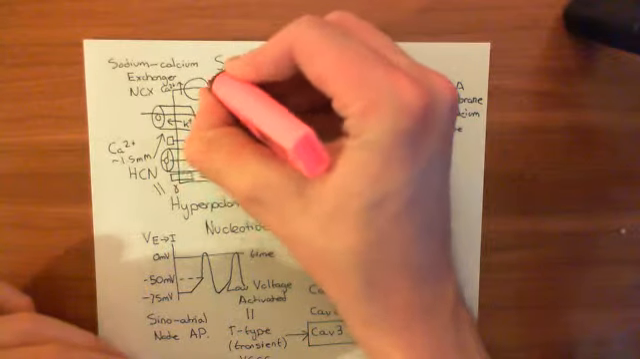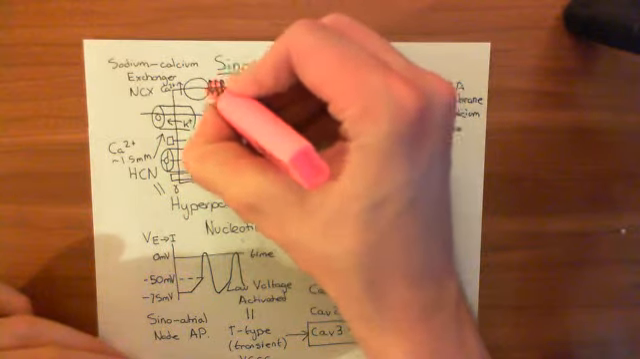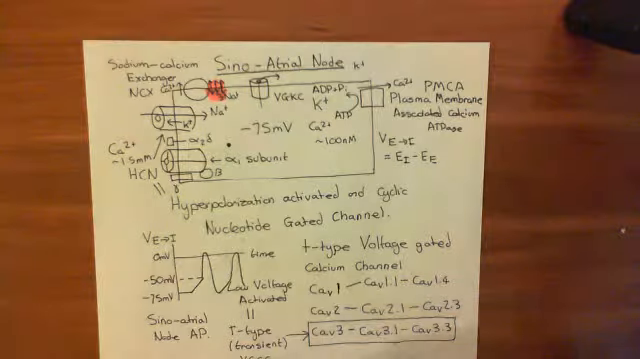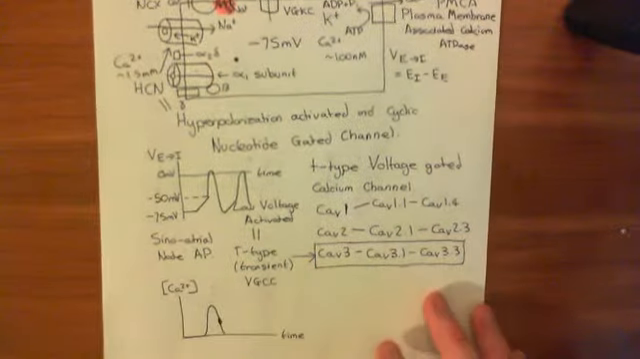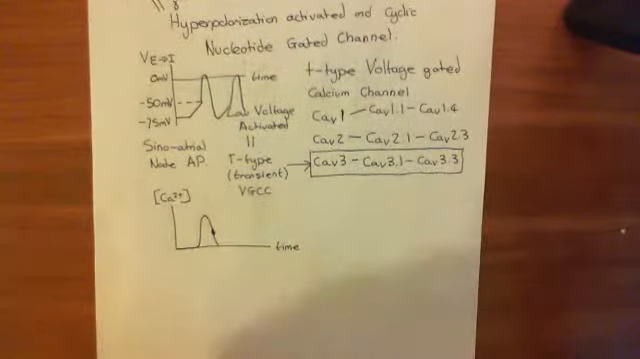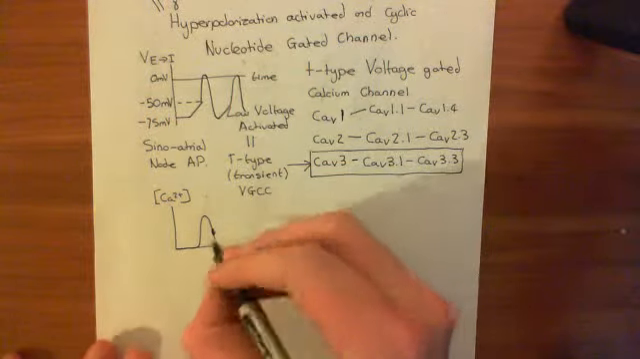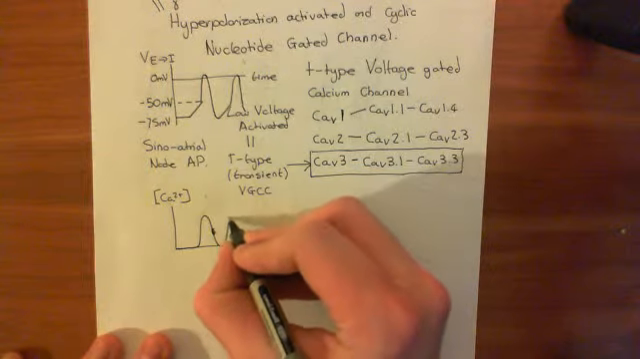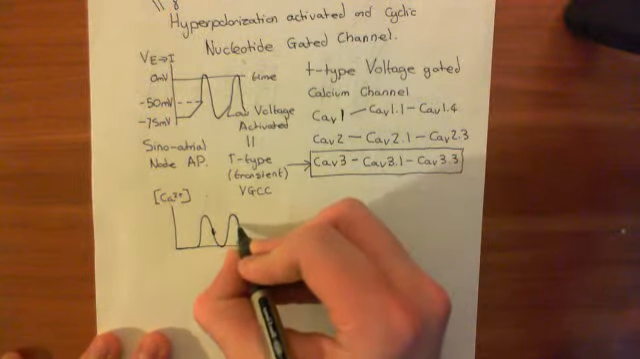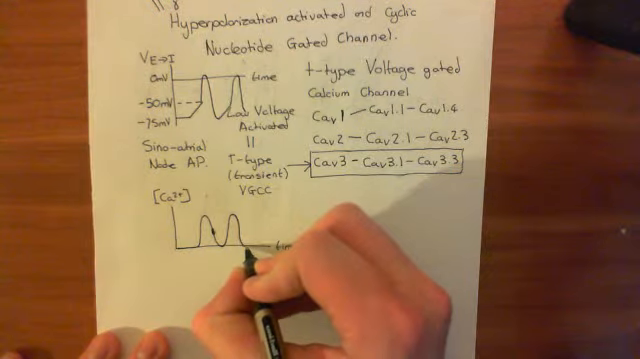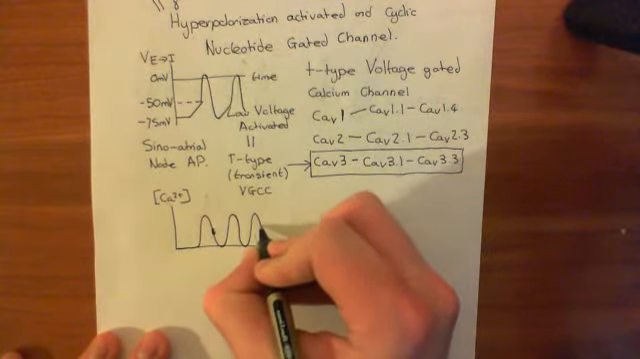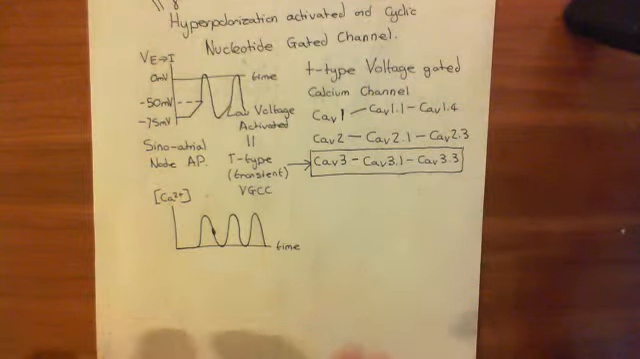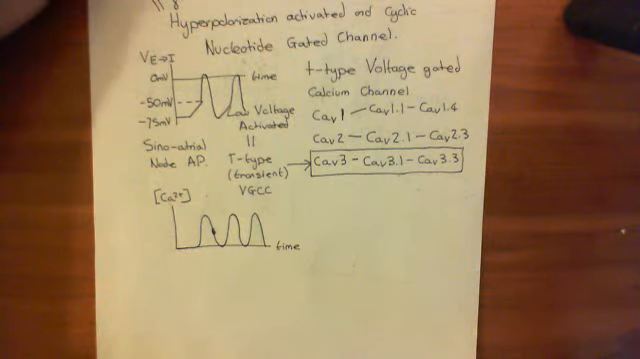Okay, so basically, in between action potentials, in between activations of the T-type voltage-gated calcium channel, these two extruders are going to be working, so they bring the calcium back down. But then what happens is another action potential happens. The T-type calcium channels bring the calcium in, and then the NCX and the PMCA bring it out again. And you continue this pattern, so you get calcium oscillations within the cytoplasm of the cell.